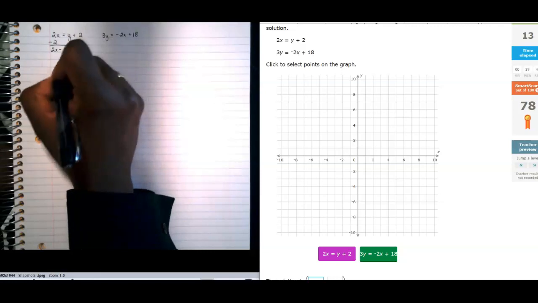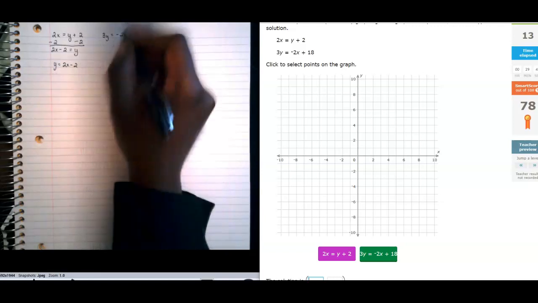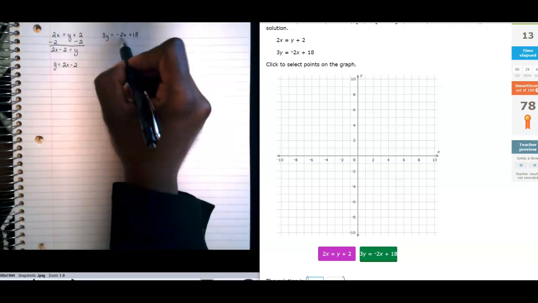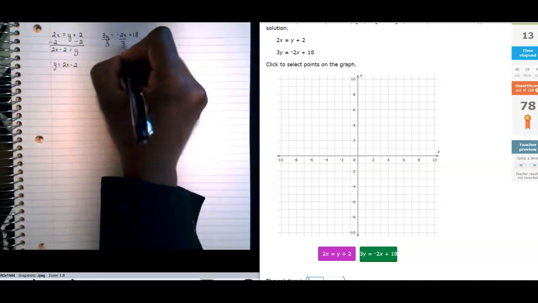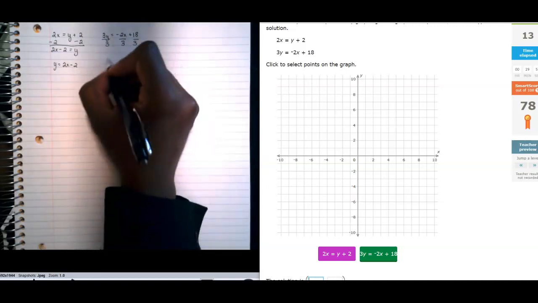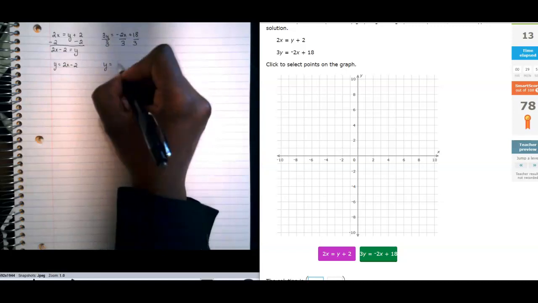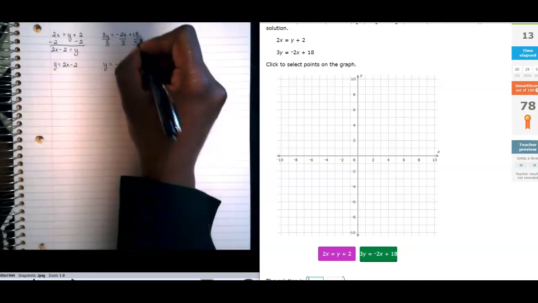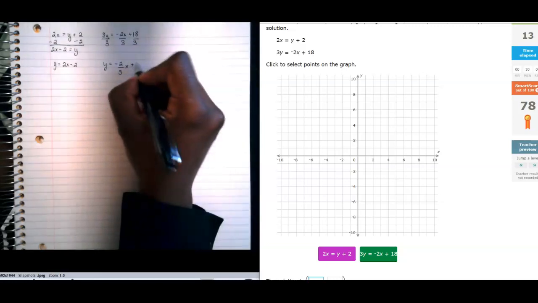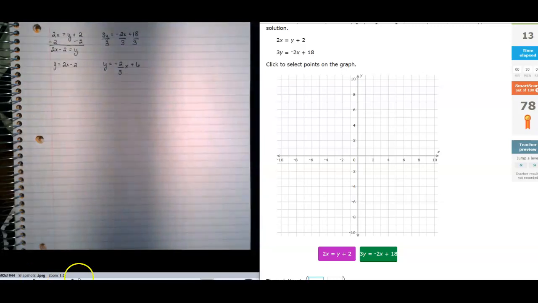If that's confusing, just turn it around. Y is equal to 2x minus 2. Here we've got 3y is equal to negative 2x plus 18. All we need to do is divide every term by 3 to get y alone. So we've got y is equal to negative 2/3 x. 18 divided by 3 is positive 6. So now we have both our lines and we can graph them.